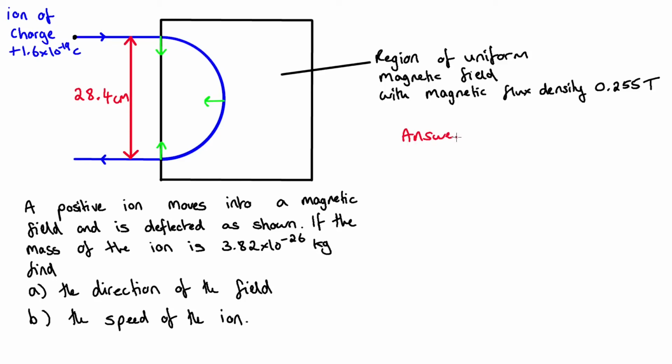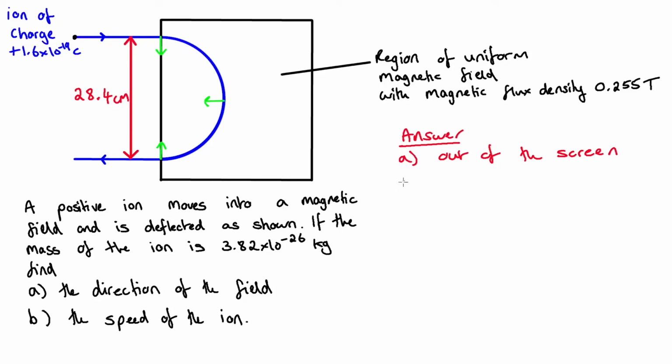Well, our answer for part A is simply out of the screen, out of the page if you're looking at it on an exam paper or something. Okay, so that's just using Fleming's left-hand rule.